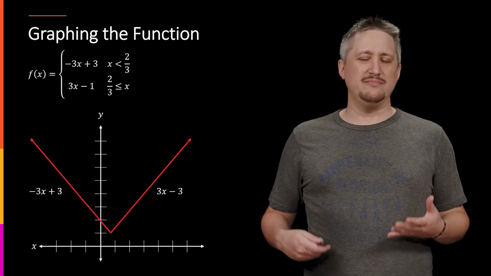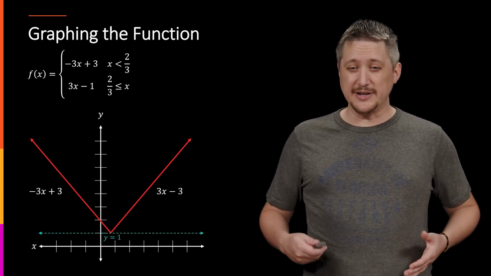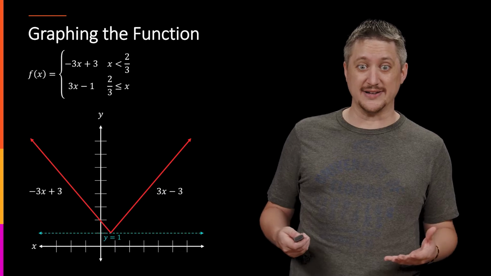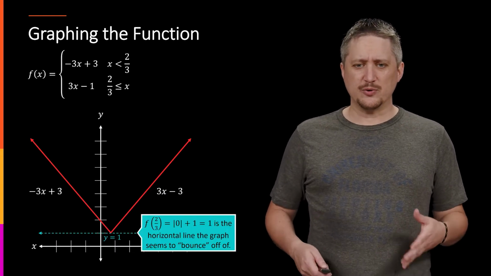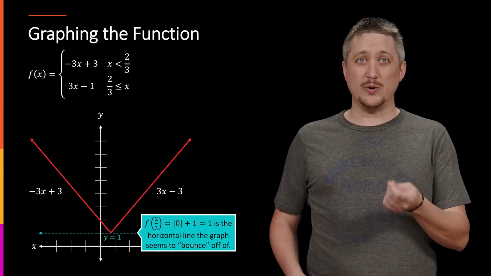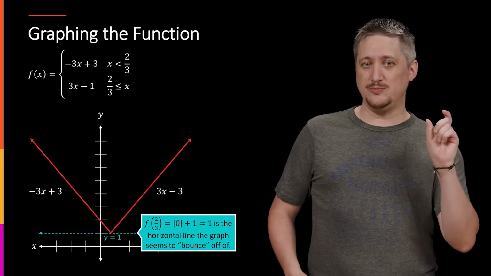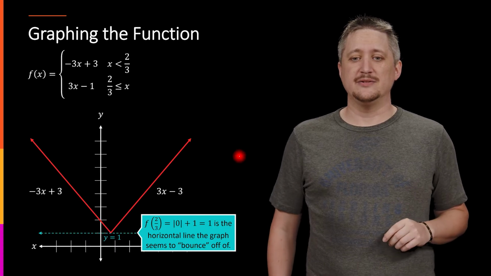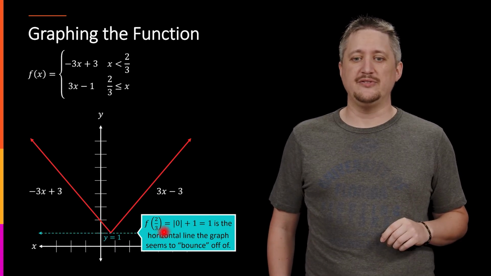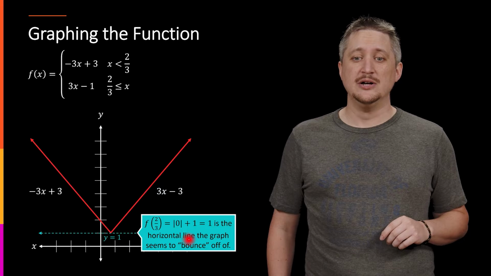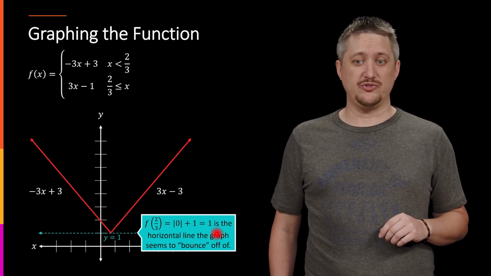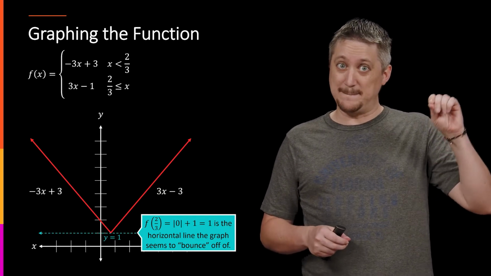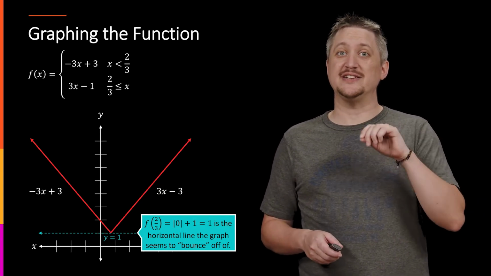But you'll notice that another very common property is that we seem to be bouncing off of some horizontal line here. This horizontal line tends to occur where the absolute value part of the expression is 0. So here, at the transition point 2/3, that's when the absolute value inside was 0, which gives us 0 plus 1, which is just 1. That horizontal line is where we usually tend to bounce off. It looks like it's reflecting in some way.